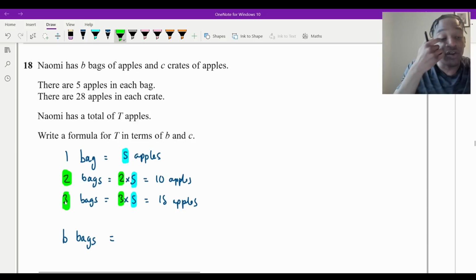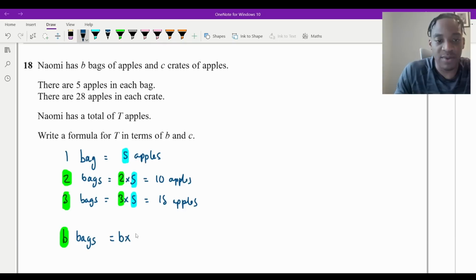So we can see that the number in green is the amount of bags, and Naomi has B bags, right? So the number of apples that she would have would be the number B, the letter in this case, and we'd multiply this by 5. And this is just equal to, algebraically, 5b. So in total, in terms of the bags, Naomi will have 5b apples. So that is done, right? We know that Naomi's going to have 5b apples in terms of the bags.